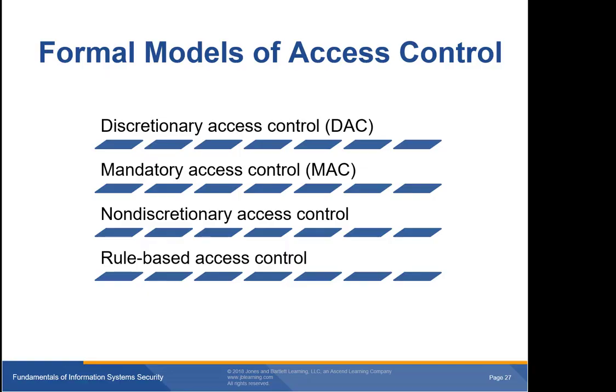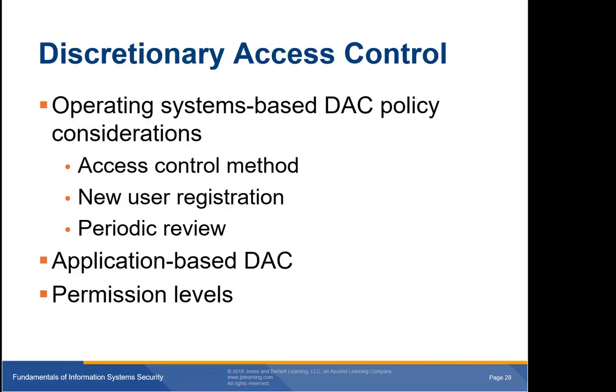Next is mandatory access control, or MAC. With MAC, permission to access a system or any resource is determined by the sensitivity of the resource and the security level of the subject. It cannot be given to someone. This makes MAC stronger than DAC. Non-discretionary access control is closely monitored by the security administrator, not the system administrator. And rule-based access control is a list of rules maintained by the data owner, which determines which users have access to objects. Let's take a closer look at discretionary access control.